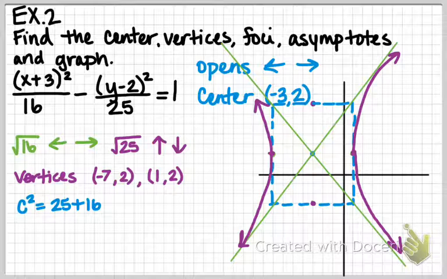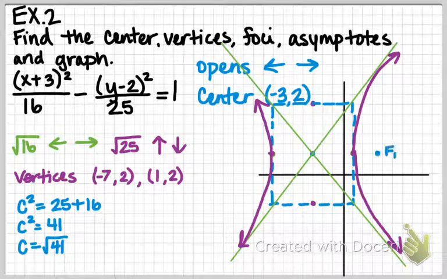Okay, then to find the focus points, c squared equals 25 plus 16. So c equals the square root of 41. The square root of 41 is going to be a little bit more than 6. So I go a little past 6 in both directions, whichever way my hyperbola opens.